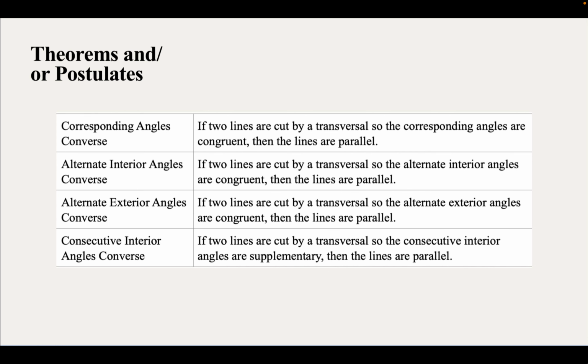We are now going in the opposite direction. If I know something about the corresponding angles, and they happen to be congruent, then the lines are parallel. If the alternate interior angles are congruent, then the lines are parallel, and so on. In these types of proofs, you start off with the angles, and you're trying to prove a relationship so that you can say the lines are parallel. The end goal in these types of proofs is to prove that the lines are parallel.